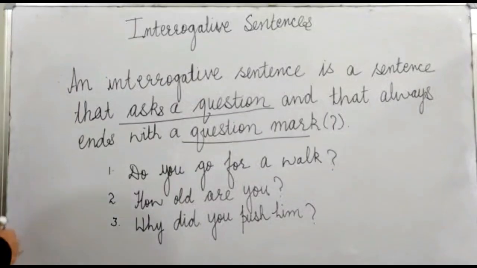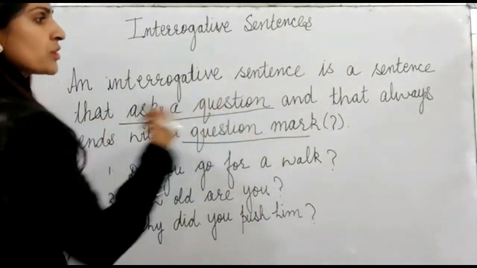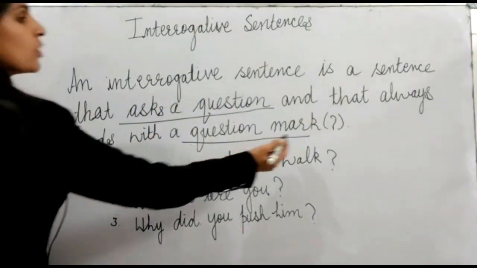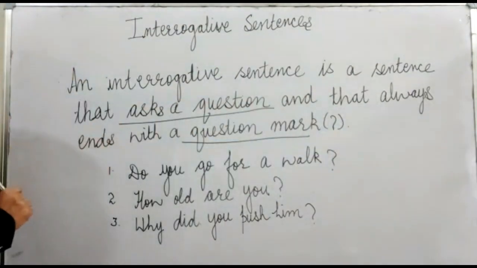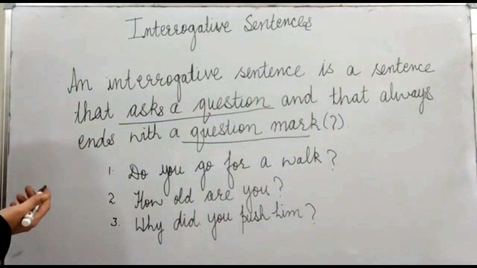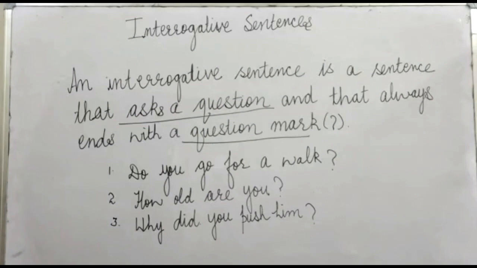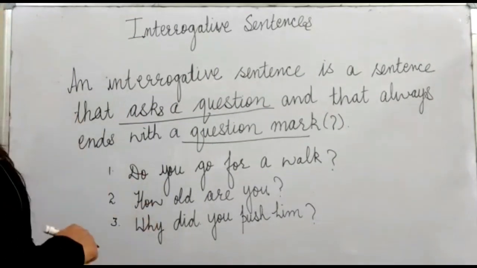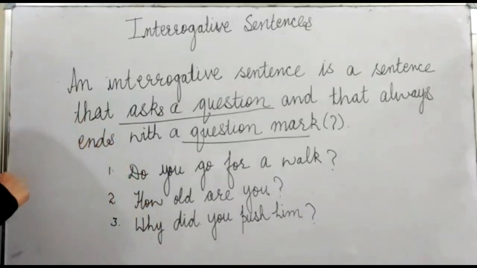An interrogative sentence is a sentence that asks a question and that always ends with a question mark. These sentences always end with a question mark. In simple words, we can say that an interrogative sentence is a sentence in which we ask a question to someone. We have some sentences here.